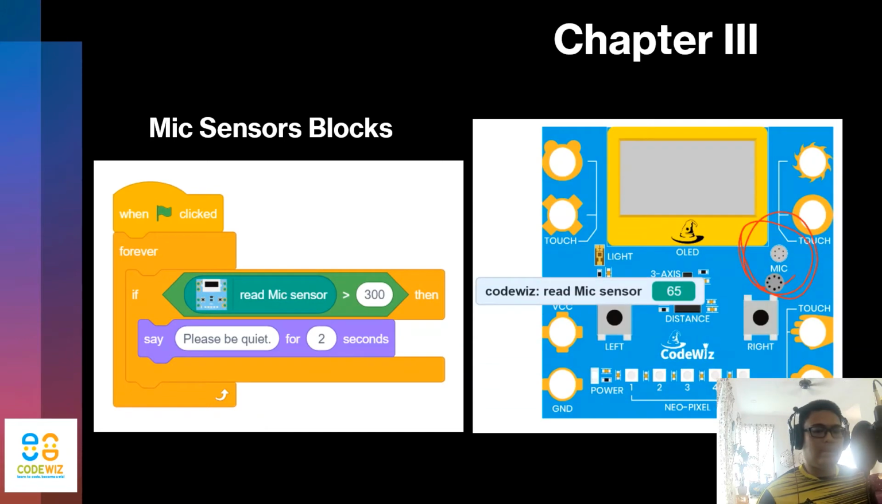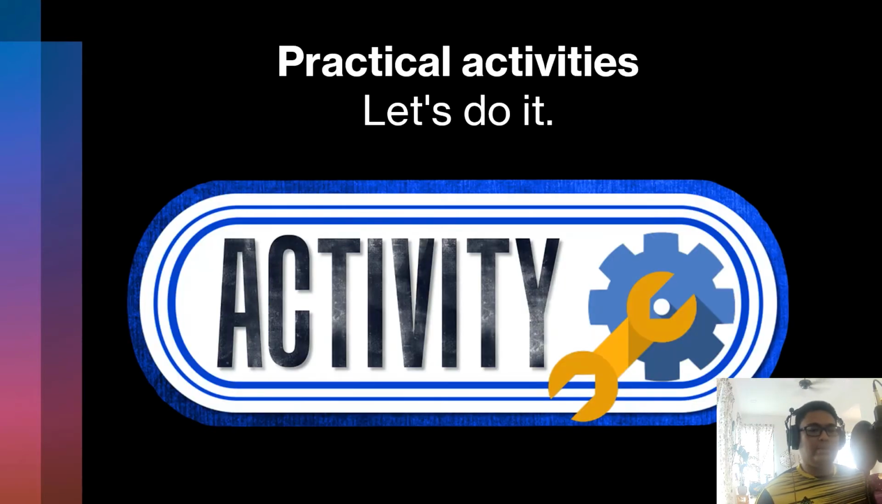The mic sensor block is for recognizing sound from an environment, a background, a person, or anything else. It can be picked up by the mic here. The mic is used to detect the sound and can give the instruction to the Code Whiz. For this block, please be quiet if you are shouting to the Code Whiz. I will show you in the video.